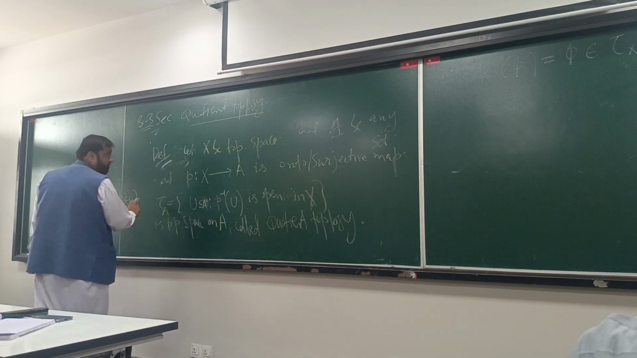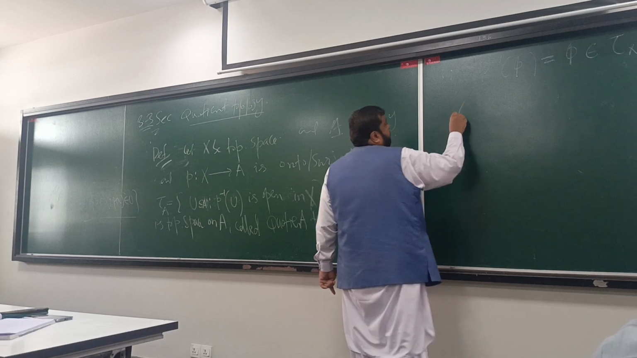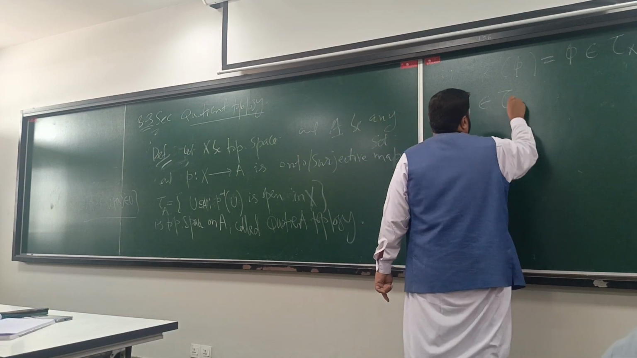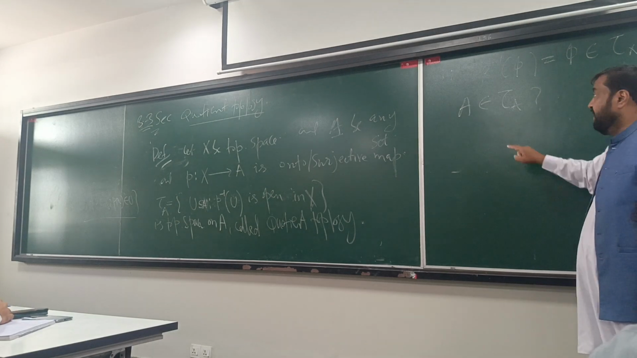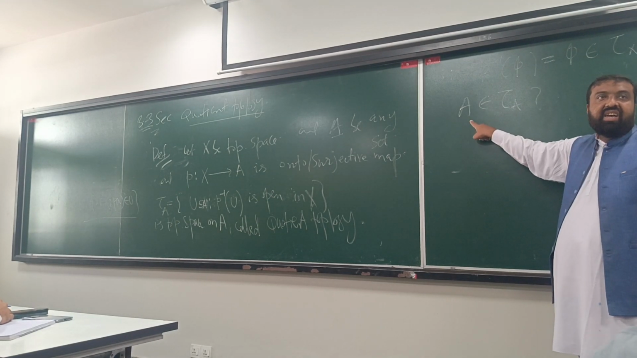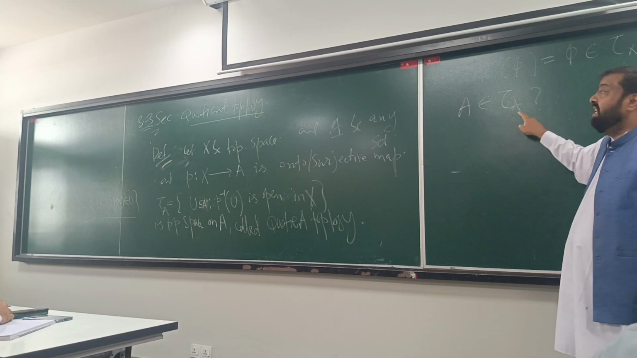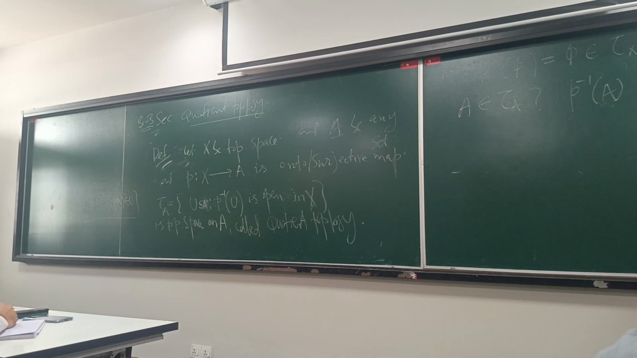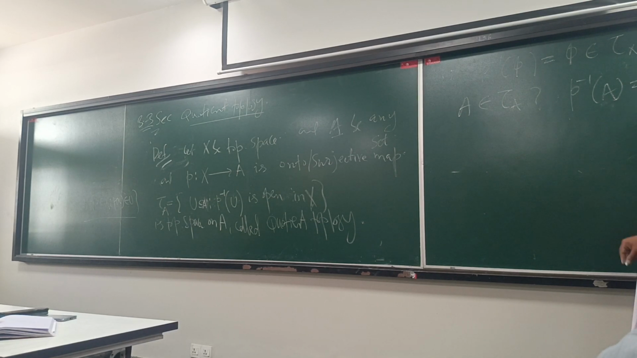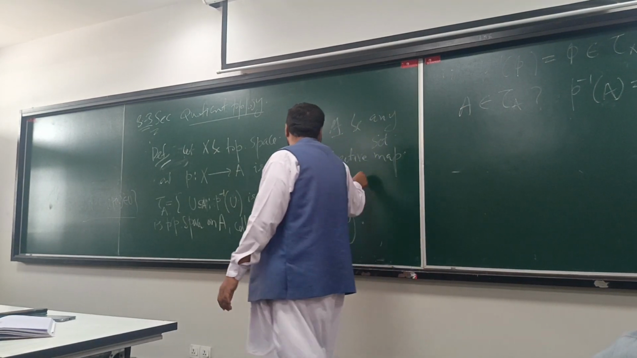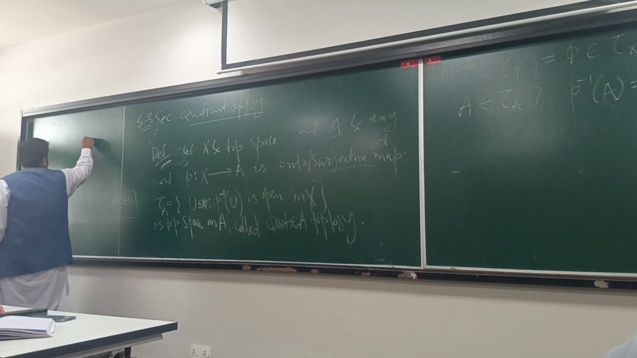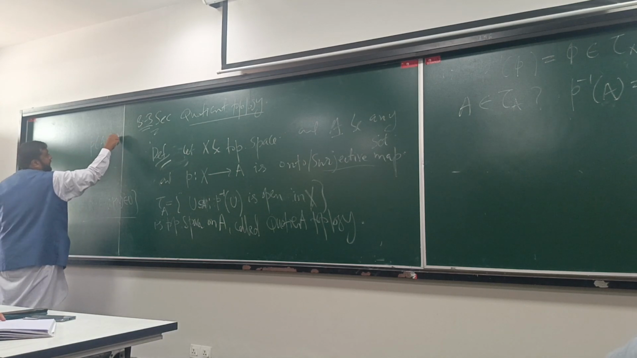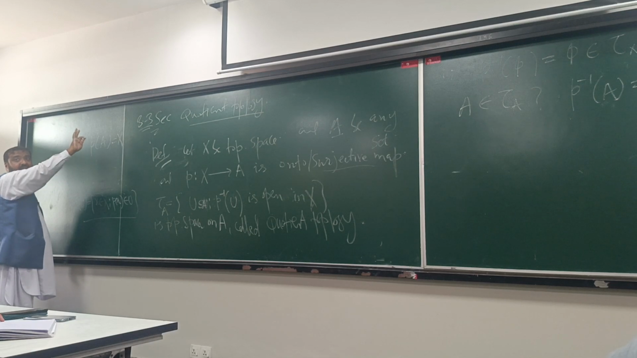Now, why should A be inside tau A? If I say A is inside tau A, why? Whatever you want to check is in tau A or not, you calculate its inverse image. If that inverse image is open in the topology of X, then you are okay. So what will be the inverse image of A? X. Why? Because it is onto. Only onto function. Think about it. That's why we need surjectivity.